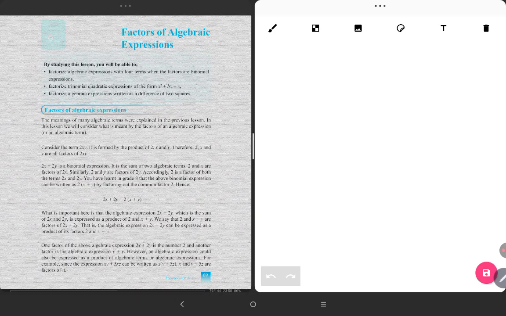So let's take a particular number like 6. This number can be written as 2 times 3. Right, 2 times 3 is 6. So then we call 2 and 3 factors. They are factors of 6. Likewise, if we take 10, you can write it as 2 times 5. So 2 and 5 are factors of 10.